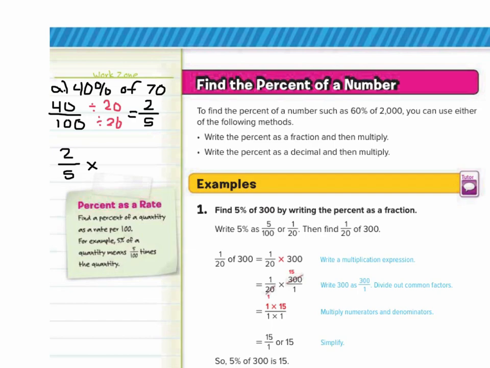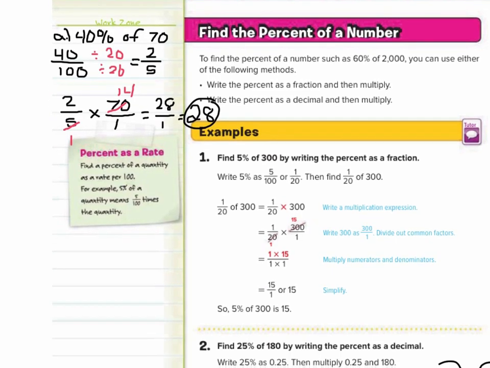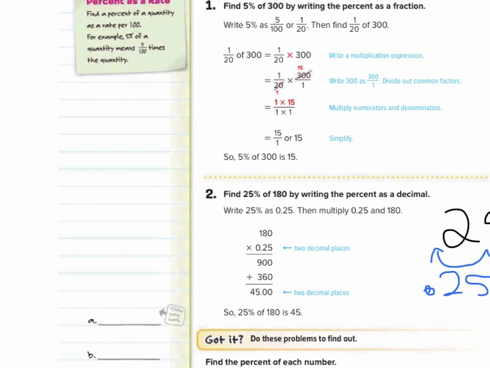Next, take the 2/5 and multiply by 70. Now that 70 we can write as 70 over 1. And if we cross simplify, we can divide both the 5 and 70 by 5. 5 divided by 5 is 1. 70 divided by 5 is 14. And as we multiply across, 2 times 14 is 28. 1 times 1 is 1, and so our answer is 28. So 40% of 70 is 28.